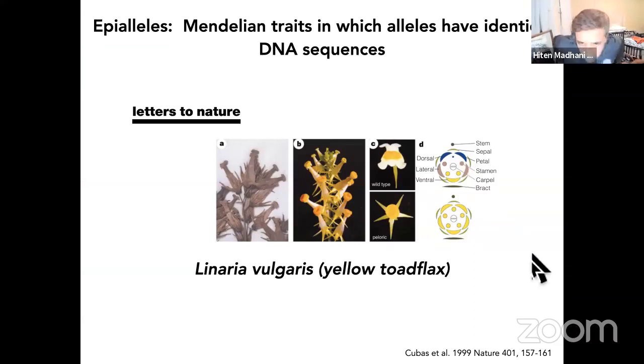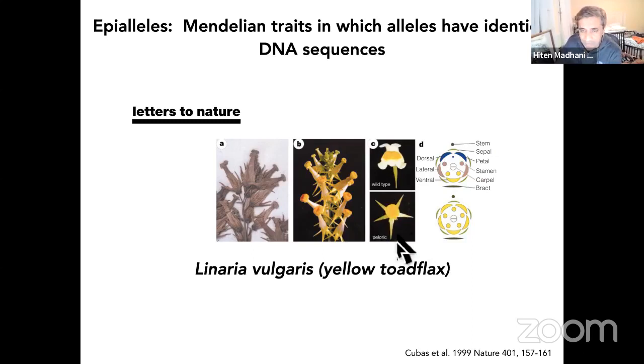So geneticists have long been fascinated by epialleles, which are Mendelian traits in which the two alleles have identical DNA sequences. Shown here are flowers of the yellow toadflax, Linaria vulgaris. At the top in panel C, you can see what a wild type flower looks like, which has bilateral symmetry. But below it, you can see a flower that looks quite different, that has radial symmetry. These two flowers were initially classified as different species by Carl Linnaeus himself. In fact, they're the same species.